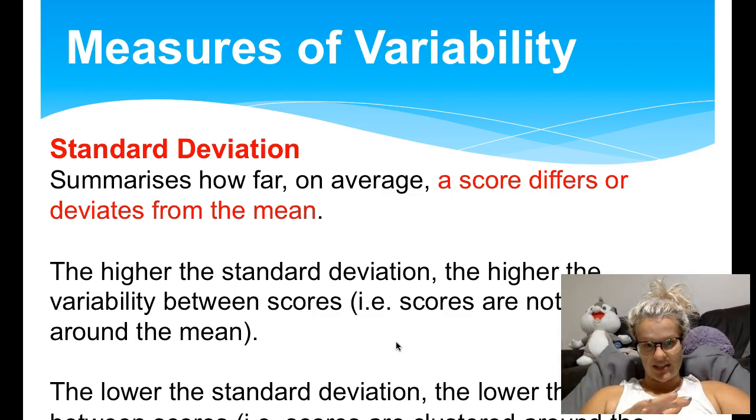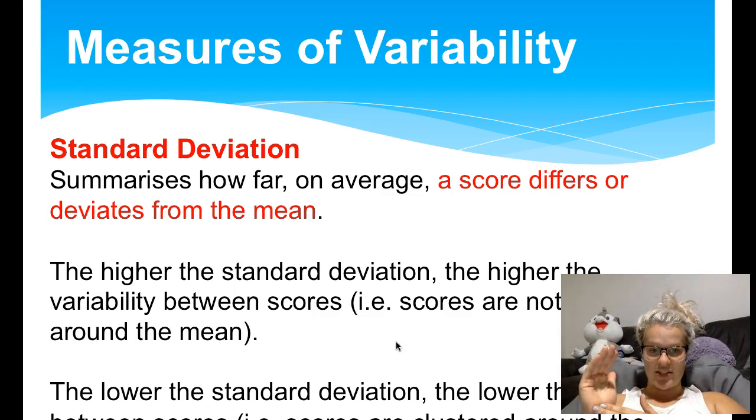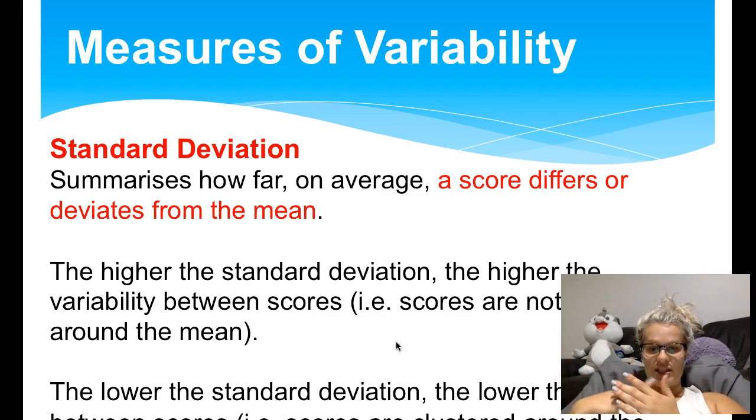High standard deviation means high variability, which means scores are widely spread from the mean. A low standard deviation means low variability, which means that the scores are clustered around the mean. Your mean is 7, your scores range from 6 to 9. Okay, so they're closer to the mean, and this is what we want. We want our scores to be clustered around the mean. So remember, high standard deviation, scores are widely spread from the mean. Low standard deviation, the scores are clustered around the mean.